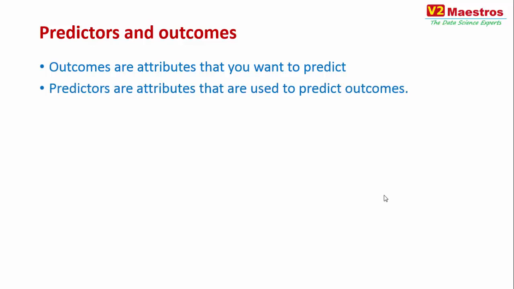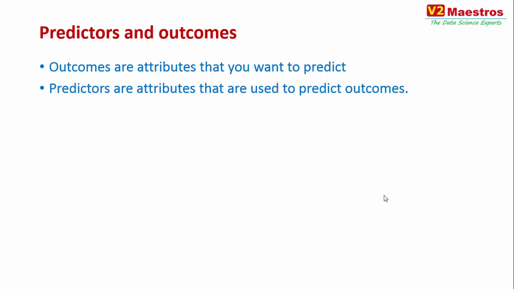Predictors are attributes that you want to use to predict the outcome. So you have a set of attributes. What you want to predict is the outcome. Everything else that you use to predict the outcome is called a predictor. So you might have 10 attributes in your data set. One of them might be your outcome and 3 others might be your predictors.